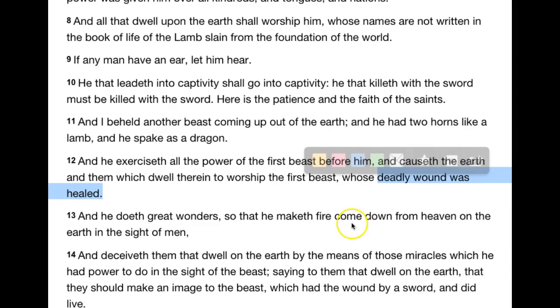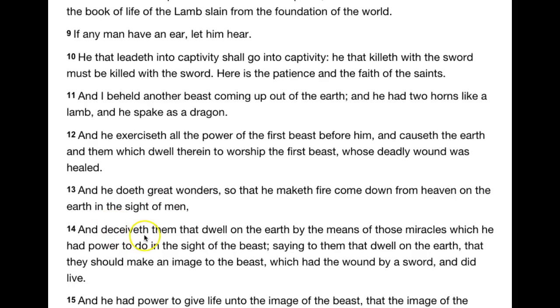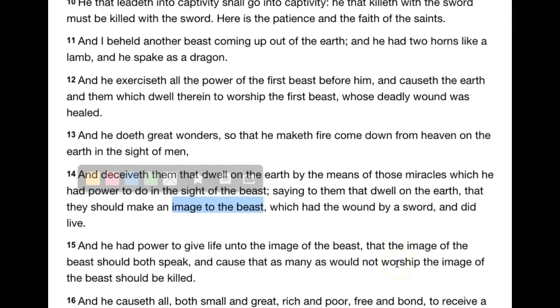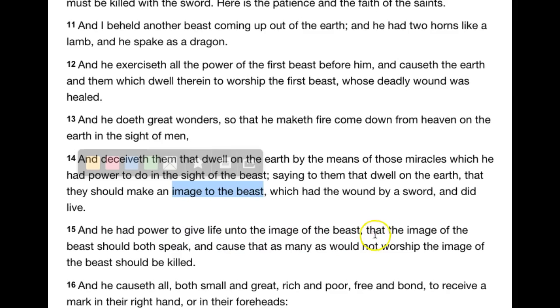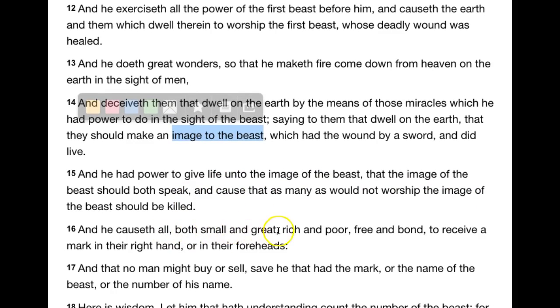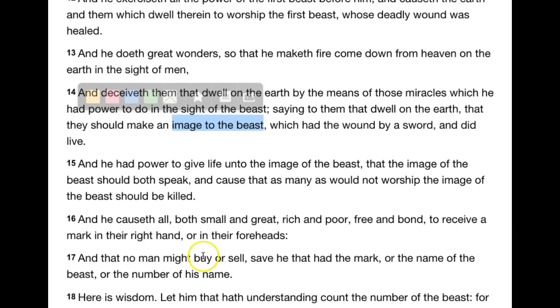"And he doeth great wonders, so that he maketh fire come down from heaven," or Shamaim, "on the earth, in the sight of men, and deceiveth them that dwell on the earth by the means of those miracles which he had power to do in the sight of the beast, saying to them that dwell on the earth that they should make an image of the beast, which had the wound by a sword and did live. And he had power to give life unto the image of the beast, that the image of the beast should both speak, and cause that as many as would not worship the image of the beast should be killed. And he causeth all, both great and small, rich and poor, free and bond, to receive a mark in their right hand or in their foreheads, and that no man might buy or sell save he that had the mark, or the name of the beast, or the number of his name."